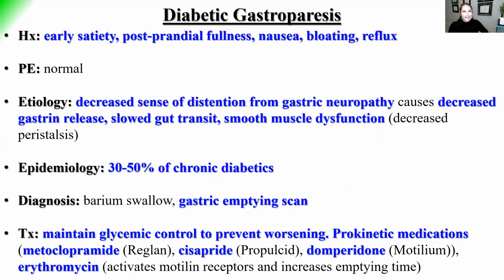Diagnosis for this one, a gastric emptying scan is going to be the most definitive diagnostic criteria because it measures how quickly the stomach can get rid of that food. One of the best ways to treat this is to control the diabetes, maintain strict glycemic control to prevent it from worsening. There are medications called prokinetics. They help to stimulate that peristalsis. So things like Reglan, Propulsid, Motilium. Erythromycin can activate the motilin receptors and increase the emptying time, so help to get the food out of there quickly.